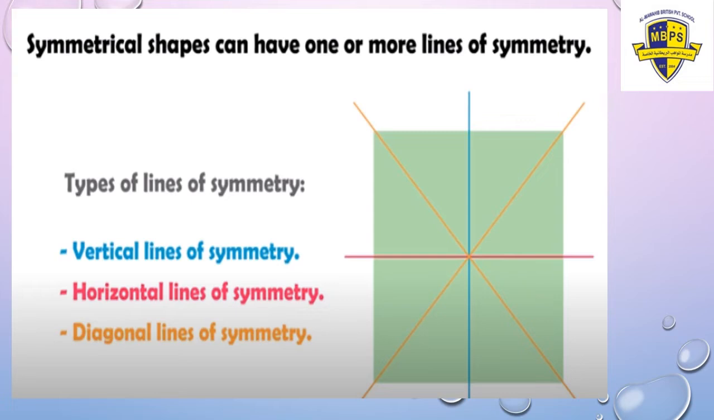1, 2, 3, 4. Very good. So this square has got 4 lines of symmetry. Okay, and what are the types of lines of symmetry here?